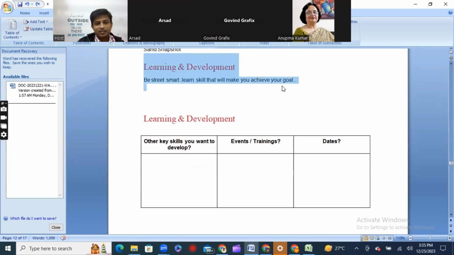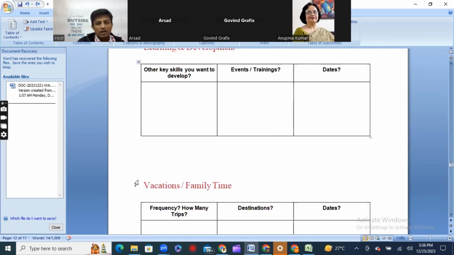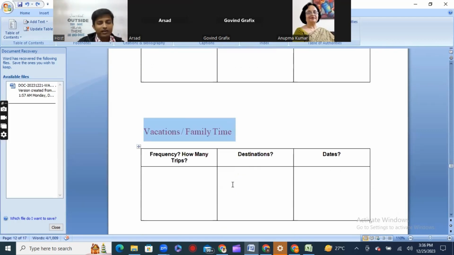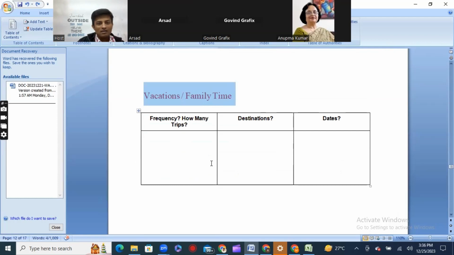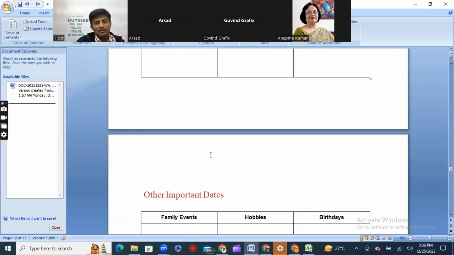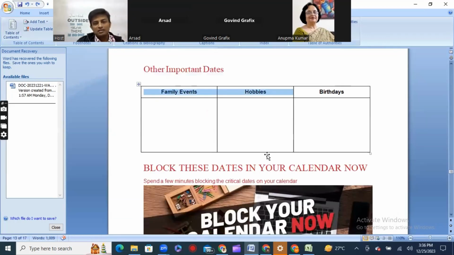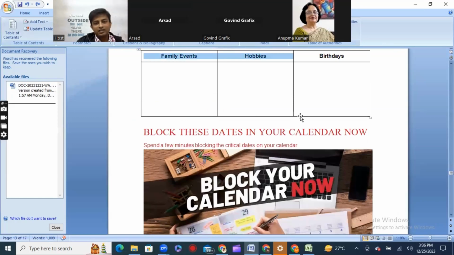Be street smart, learn skills, okay. Learning and development: what are the events, the dates you are on? You have to write your plan, your vacation and family time, okay. This is also very important. When you will go on vacation, you plan it. You have to give time to your family also. How many trips, for example 2 trips in a year, what is the destination and dates, you just block it. Other important dates, family events, hobbies, birthdays. Block this calendar now, okay.